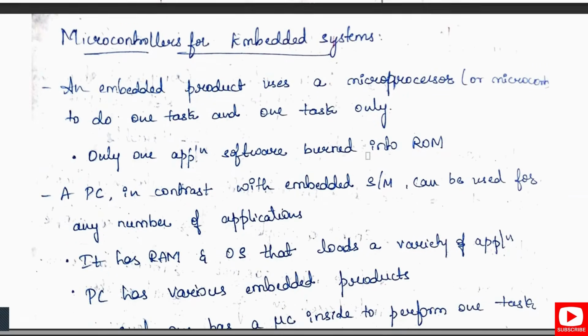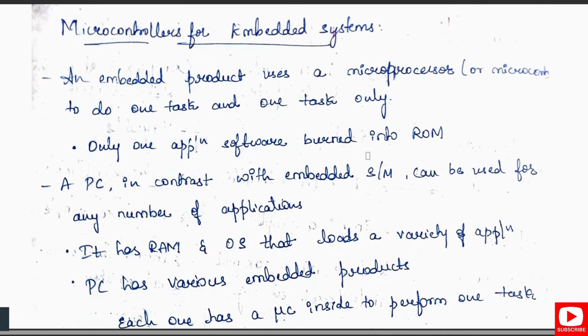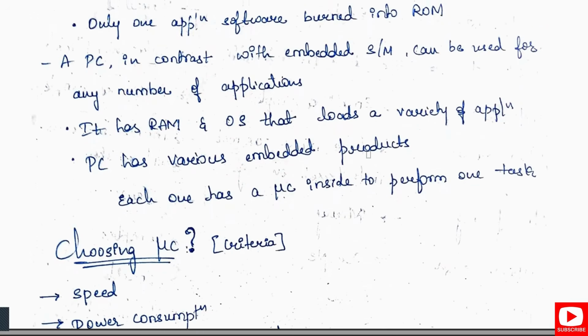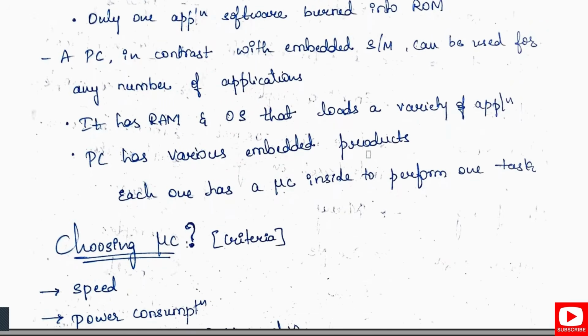Next is microcontroller for an embedded system. So an embedded product uses a microprocessor or a microcontroller to perform one particular task. So only one application software is burnt into the ROM directly. A PC, in contrast with the embedded system, can be used for any number of applications. So it has a RAM and an OS that uploads a variety of applications. A PC has various embedded products, so each one has a microcontroller inside to perform one task.